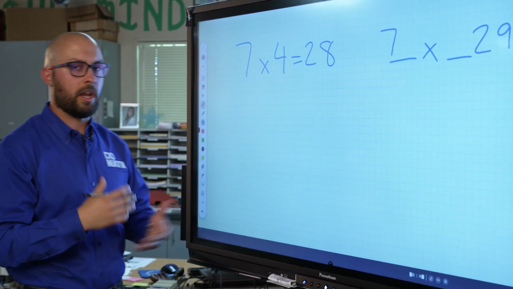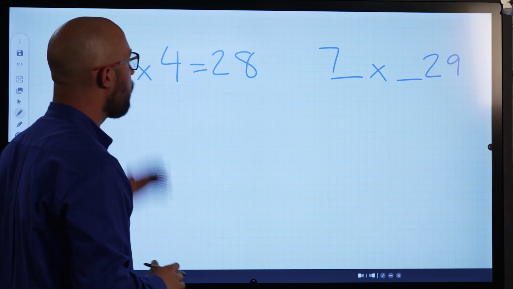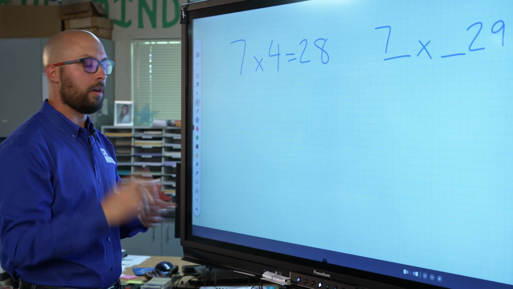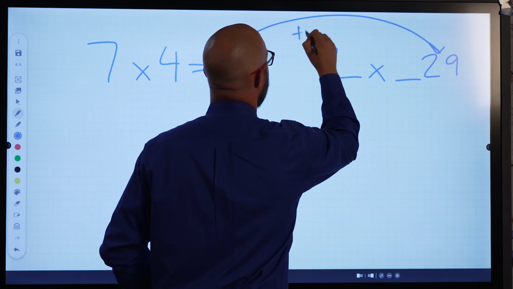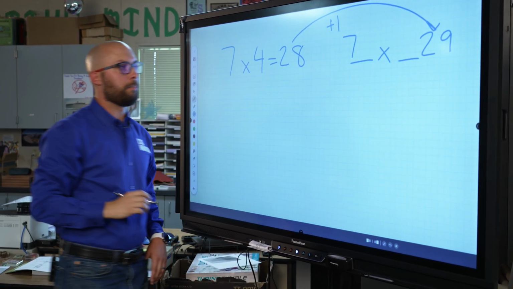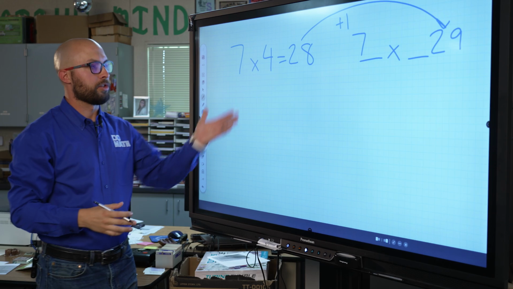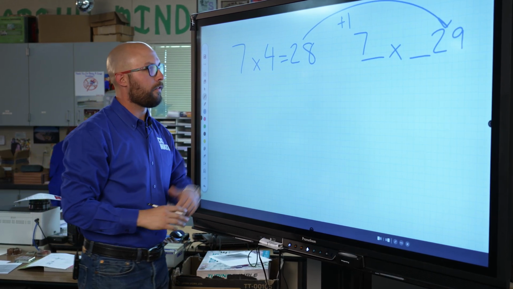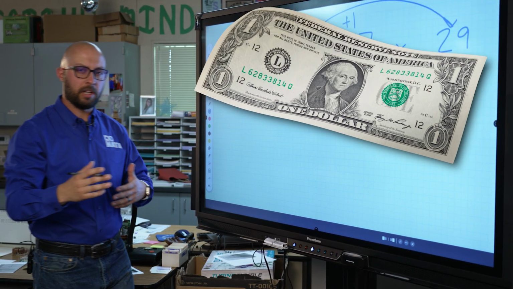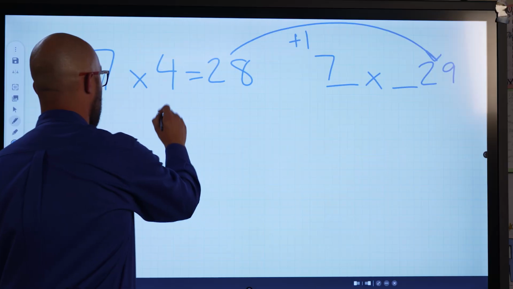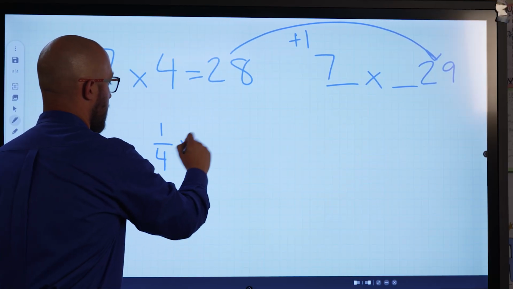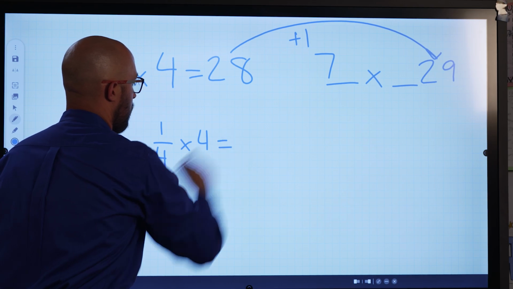Let's think about our understanding of fractions. 4 of what will give me a whole? Because I only need one more whole for 28 to become 29. I only need one whole piece or number or unit to increase from 28 to 29. So what 4 of something gives me a whole? Well, if we think about a dollar, 4 quarters makes a dollar, and a quarter is worth 1/4 of a dollar. So if I have 1/4, times it by 4, we'll see what we get.